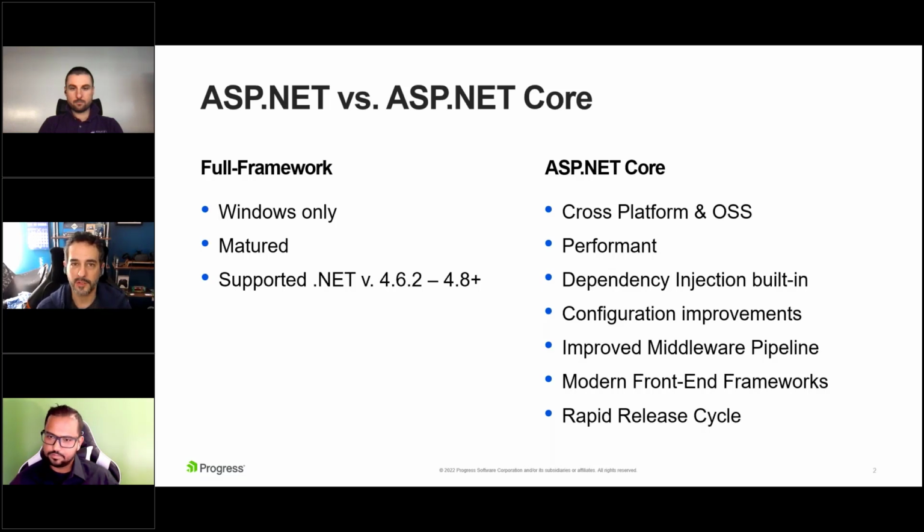And we have modern front-end frameworks to work with. We have several of them. I'll go into details on each of those options that you have. We also see a much more rapid release cycle. With the full framework, we're staying on .NET 4.8. There's not a lot of innovation happening there, but again, it's a matured framework and it's stable. With the .NET Core platform, we're getting a new release every year. So if you're looking for something that is adding new features that you can take advantage of, then .NET Core is definitely the future.